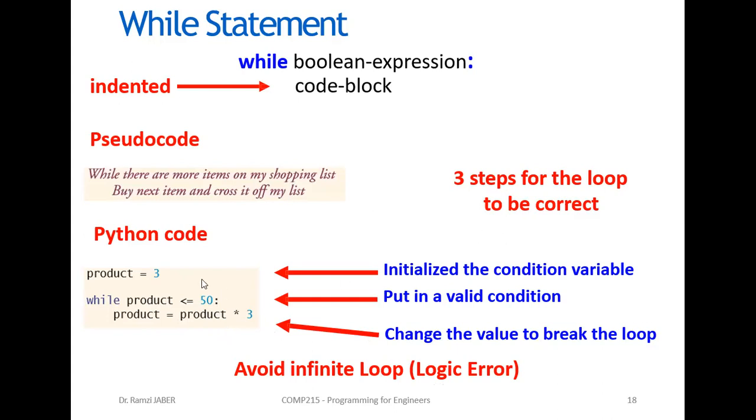Okay, so here we have 3 steps to perform a good loop statement. Initialize the variable, put this variable in a condition with while, then make your code in the body of while, then as a last step, change the variable to break the loop. Otherwise, you will get something called a logic error. Okay? Any question here?